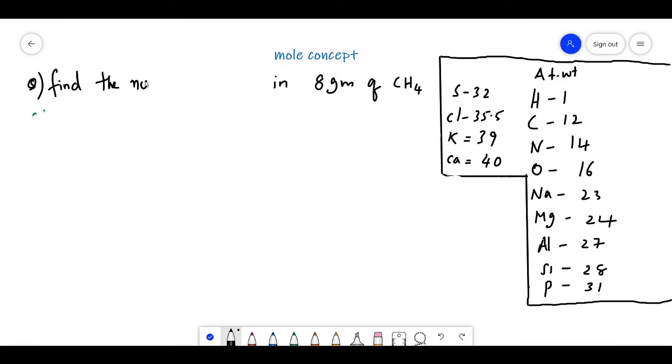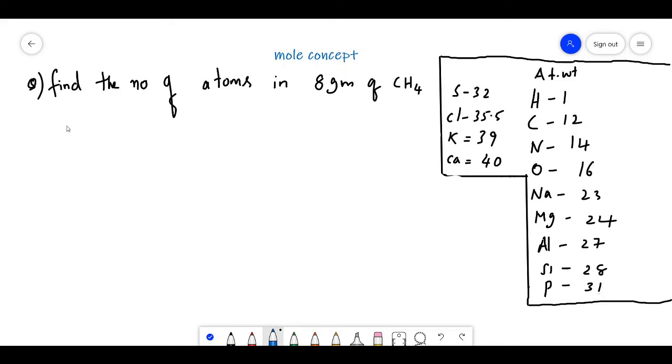Now let us see the question. Find the number of atoms in 8 grams of CH4. So before, the question was molecules. Now with the same values, the question is asked to find number of atoms. So for this also, what we have to do means, first thing is we have to calculate the number of molecules.